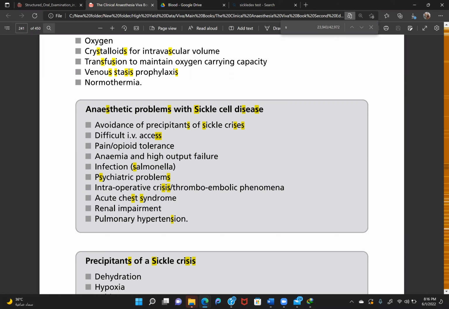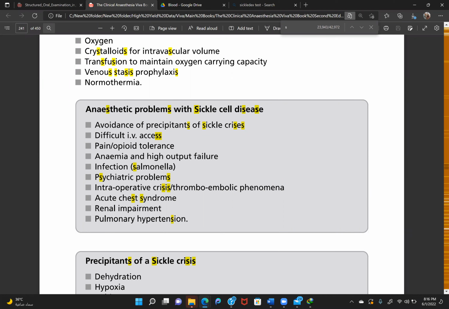For example, how much is the potency difference between morphine and fentanyl? Fentanyl is 100 times more potent. If you are giving 1 milligram of morphine, you are giving around 100 mics of fentanyl, if I'm not wrong. So this is one of them.